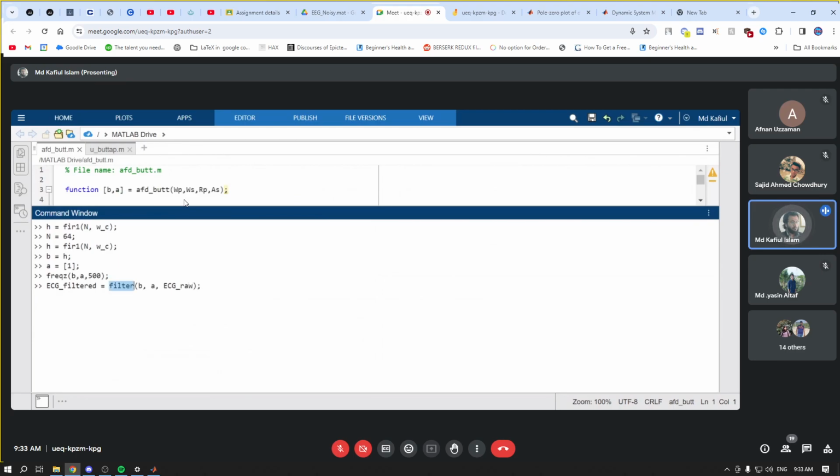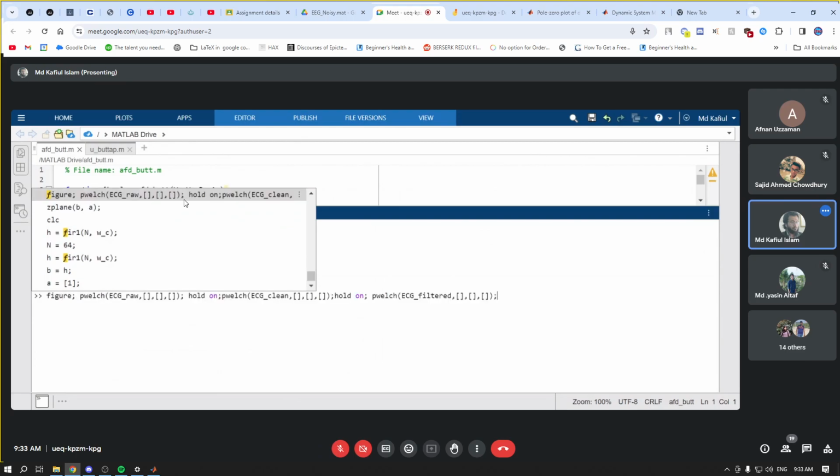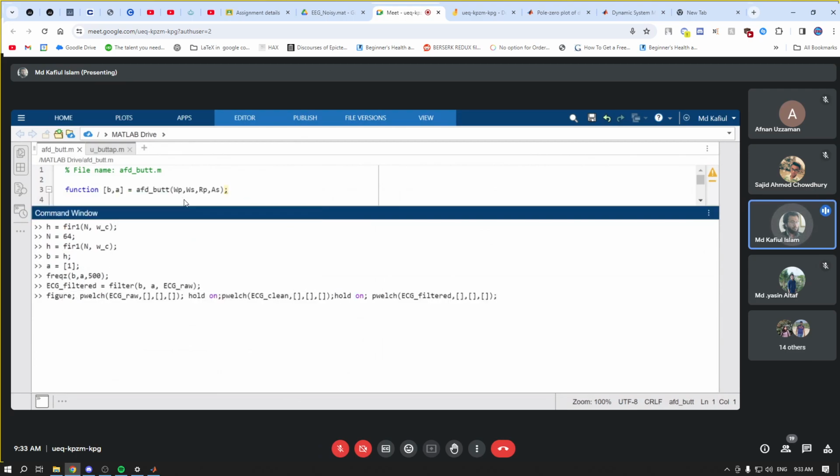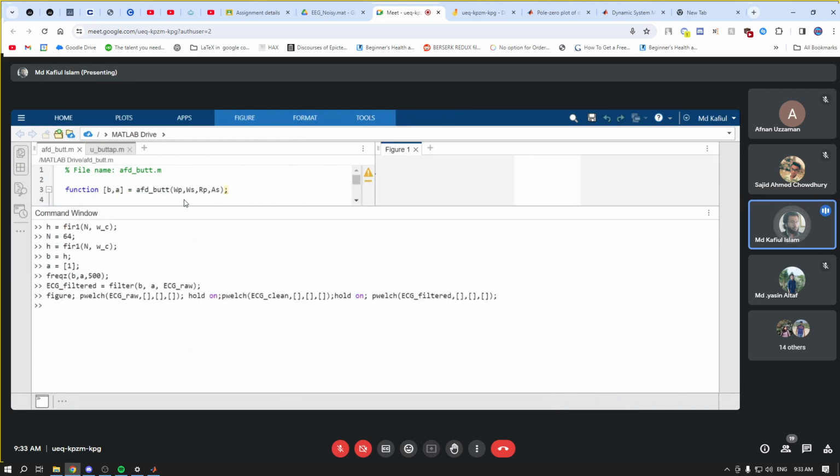Again, we apply this filter function on the B and A coefficients. Now we have a different B and A, which is for the FIR filter. And then we do the same thing. We plot all 3 signals in one window.